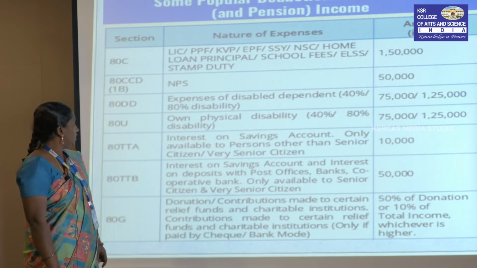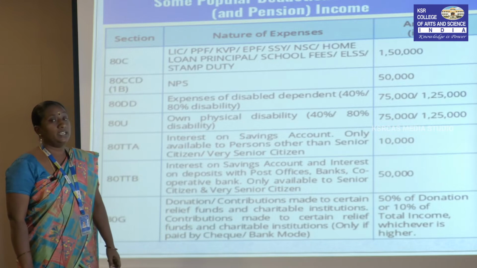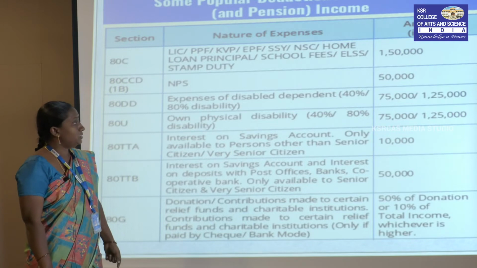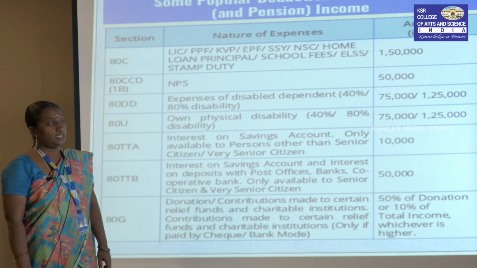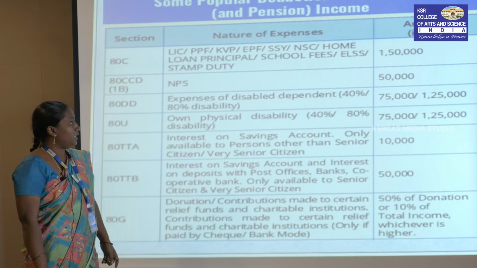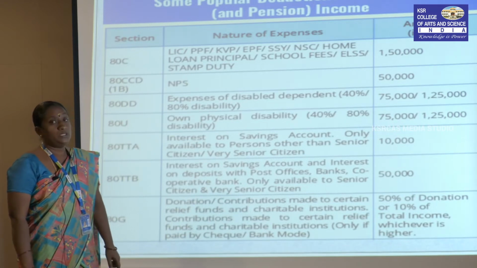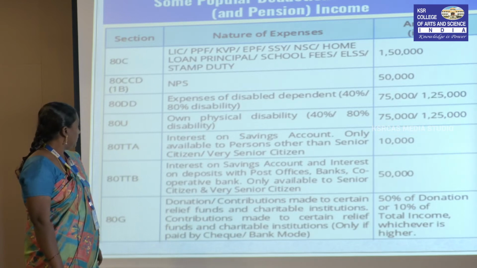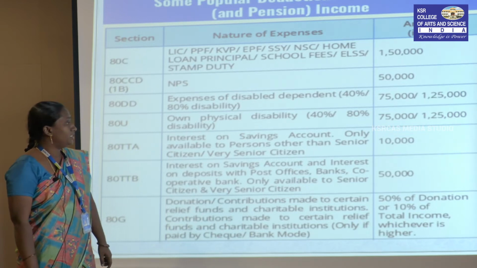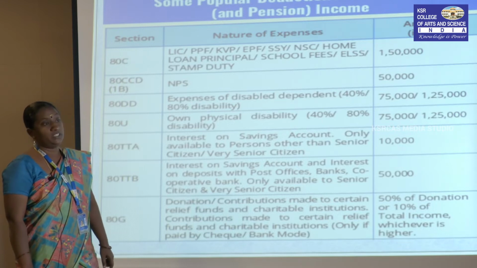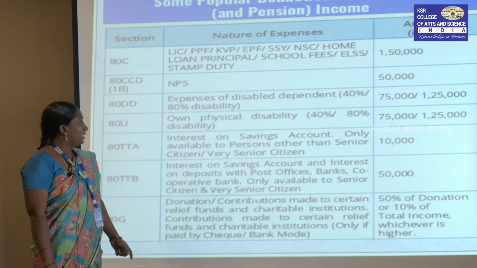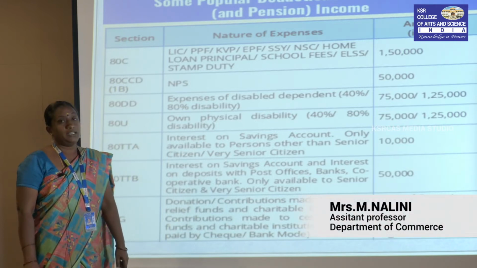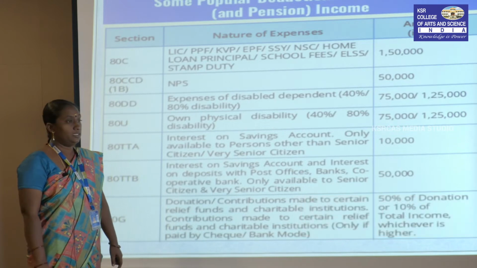Next, deduction under section 80U, that means the individual has a physical disability. For 40% disability, rupees 75,000 is deducted. For severe disability, that means 80%, rupees 1,25,000 is to be deducted. Then deduction under section 80TTA is for individuals below 60 years. If the individual is below 60 years, the deduction can be claimed on interest on savings. Rupees 10,000 is to be deducted.